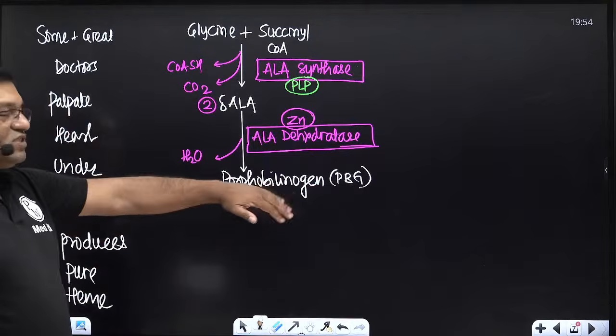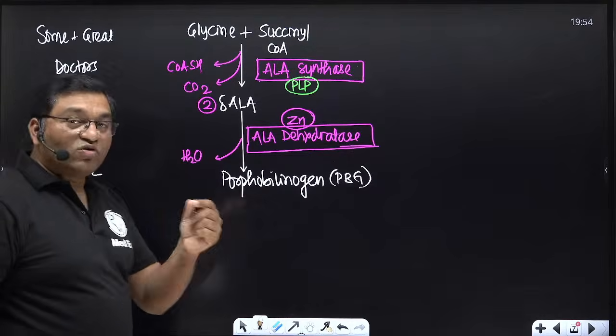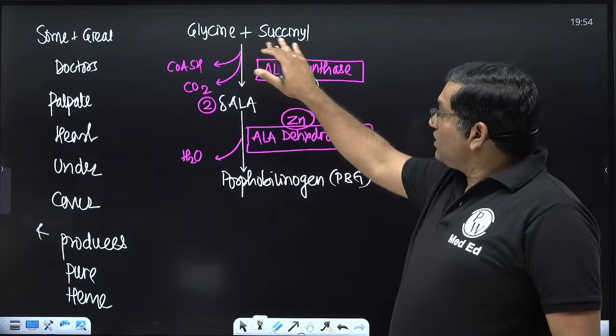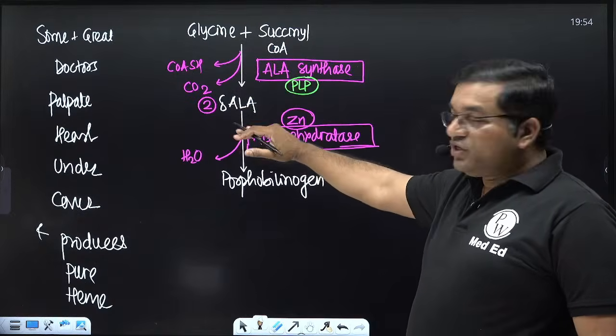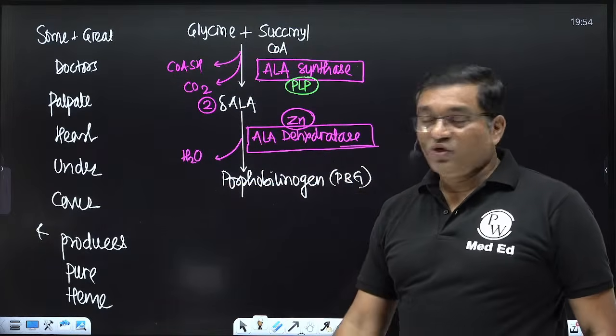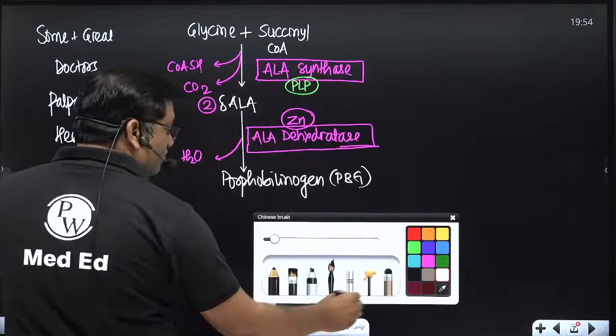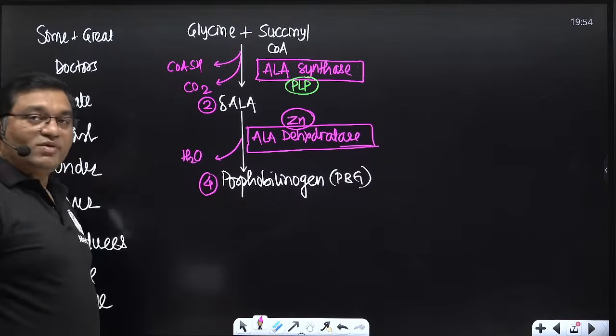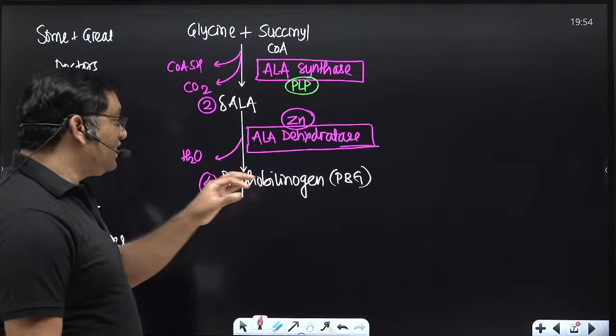Okay, so this is a monopyrrole. There is synthesis of a monopyrrole. This porphobilinogen is the monopyrrole. Now see, glycine plus succinyl coenzyme A, delta amino levulinic acid, porphobilinogen. Now four molecules of porphobilinogen condense on deamination by the enzyme porphobilinogen deaminase.